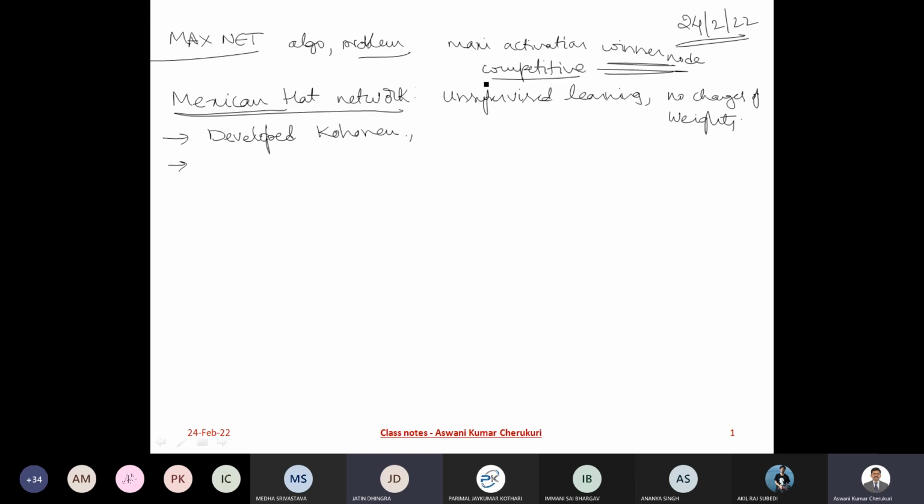We have understood in the previous class how you identify a winner node. Either you do the dot product or you find the distance. When you do the dot product, you look for maximum activation. When you do the distance, you try to find the minimum distance to know the winner. That's what we have understood in the competitive network. In the case of the Mexican hat, you will find that there are cooperative neighbors. They will find cooperative neighbor nodes.